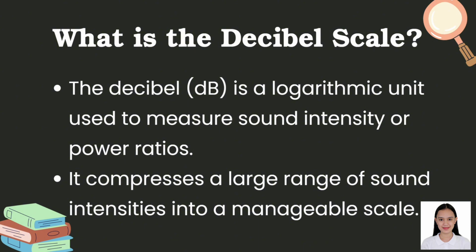Now let's define what the decibel scale is. The decibel, or dB, is a logarithmic unit used to measure sound intensity or power ratios. So why is it logarithmic? Because our ears can hear a very wide range of sounds, from the faintest whisper to the loudest rocket launch. So the decibel scale compresses this large range of sound intensities into a smaller and more manageable scale. This way, we can easily compare different sounds and understand their effects.